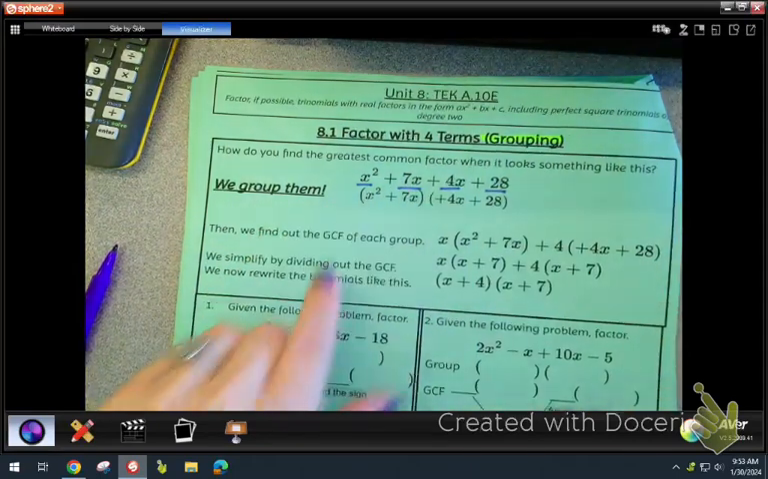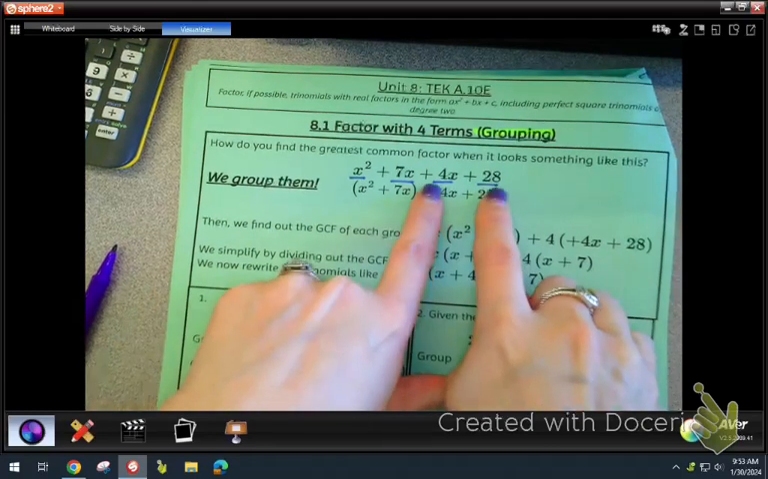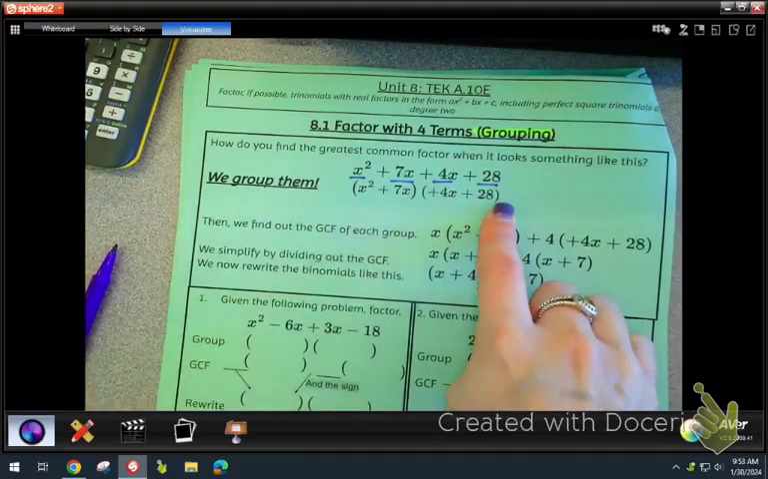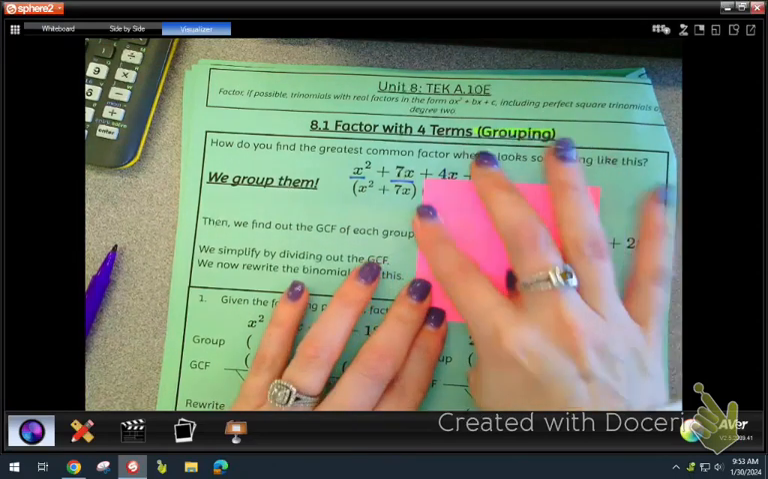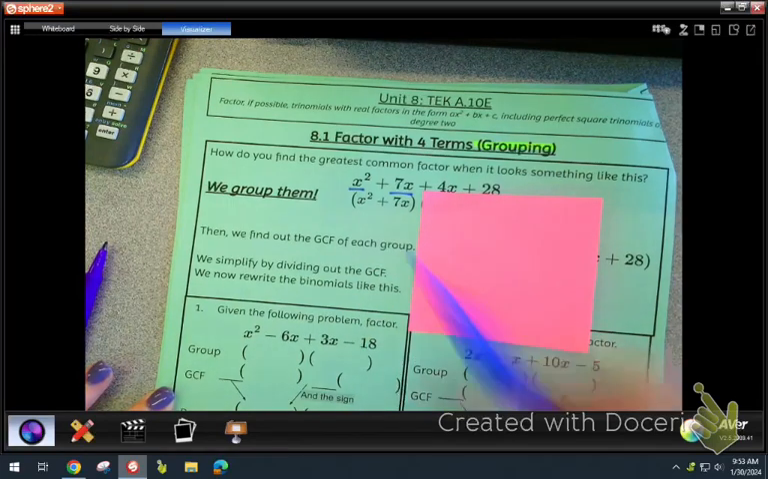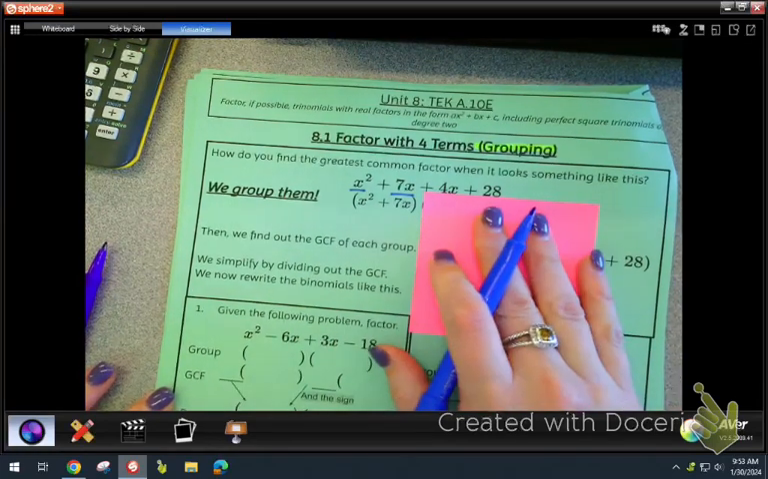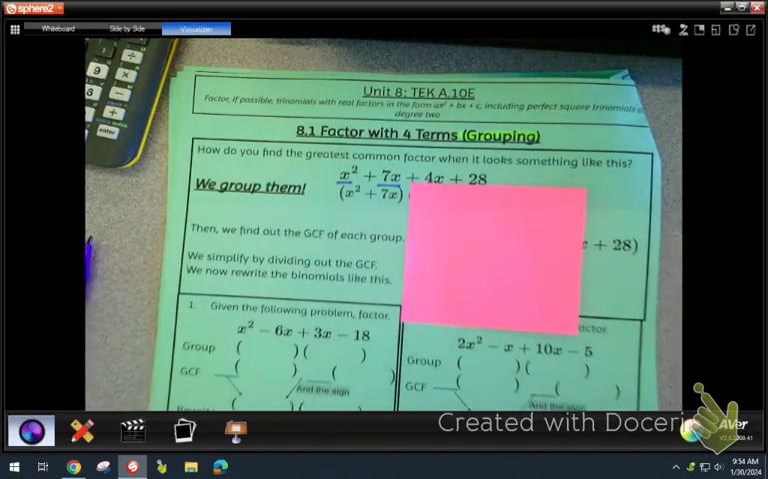So here we go. Do you see how they grouped them? They put parentheses around the first 2 and parentheses around the second 2. Yes? Okay. So then here's what they did next. Find the GCF of each group. So I'm focusing on this first group. I covered up the other side. X squared plus 7x. What is the GCF of that?